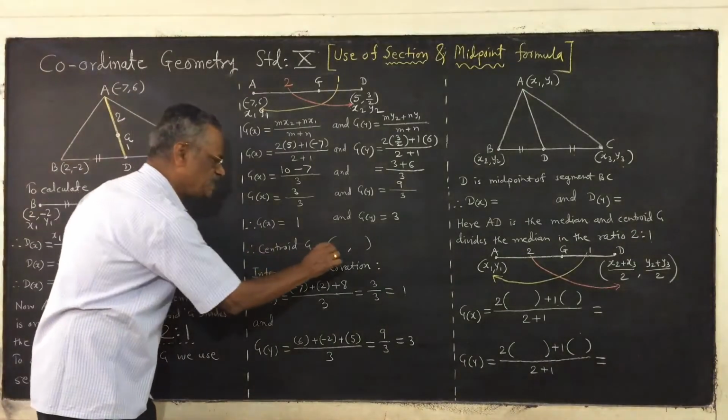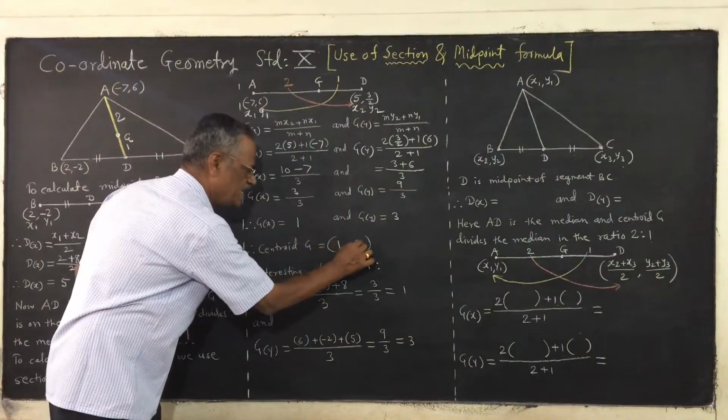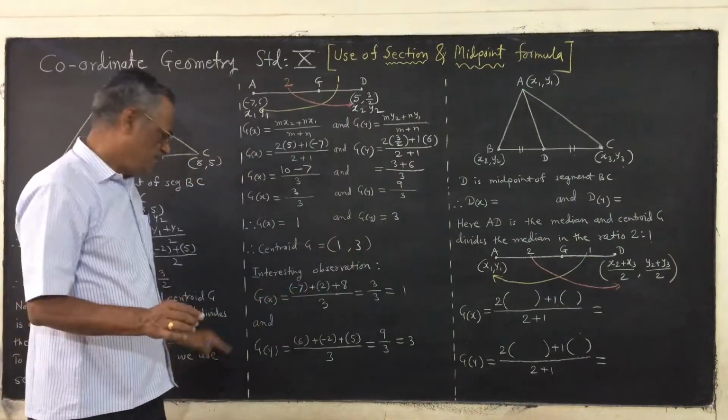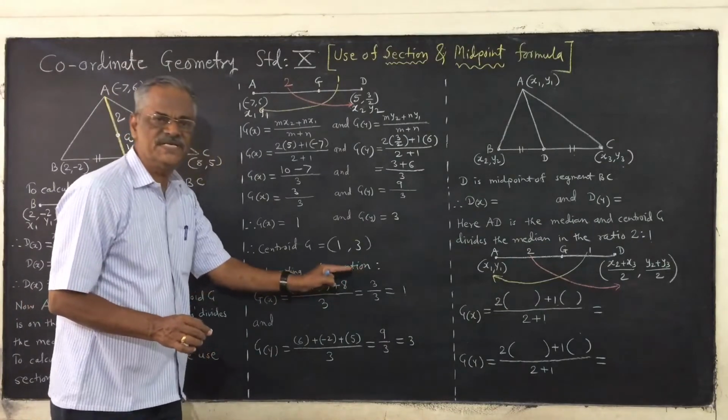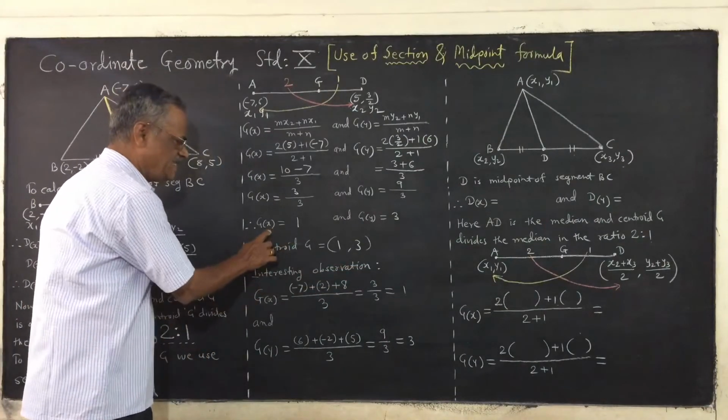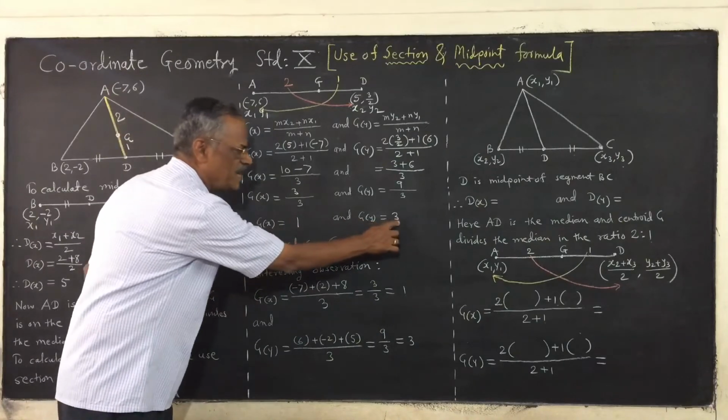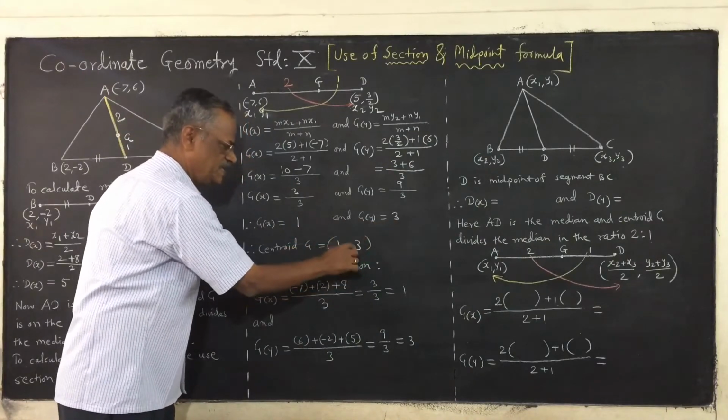So what are the coordinates of the centroid? We are getting (1, 3). For interest, let us make an observation. You are getting the x coordinate of Z and the y coordinate of Z.